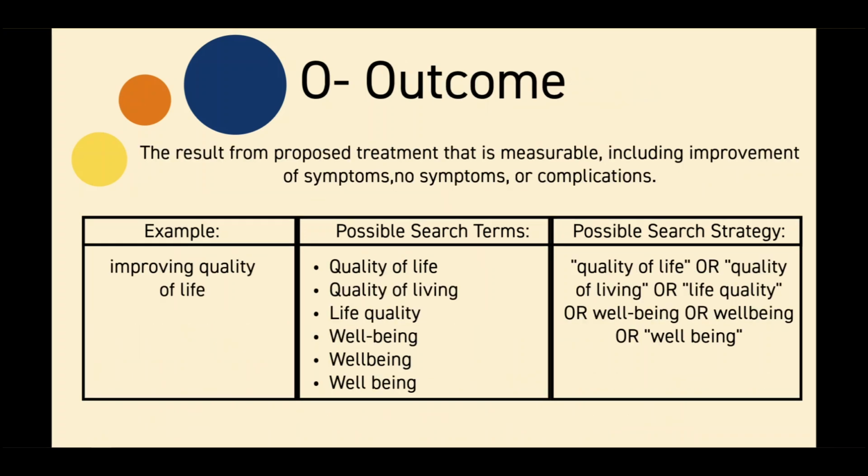For O, we will need to describe the desired outcome or results from the intervention that are measurable. This includes improvement of symptoms, no symptoms, or even complications. For our scenario, we are looking to improve the quality of life. Possible terms could be life quality or well-being. Note that there are 3 different ways in which to spell well-being, all of which are valid.